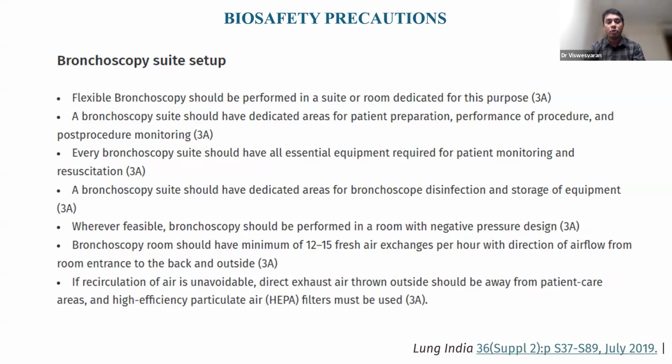Whenever feasible, the bronchoscopy should be performed in a room with a negative pressure design, and the bronchoscopy room should have at least 12 to 15 air exchanges per hour to prevent cross contamination. And if recirculation of air is unavoidable, then at least exhaust should be used and HEPA filters should be used because these are high infective procedures.